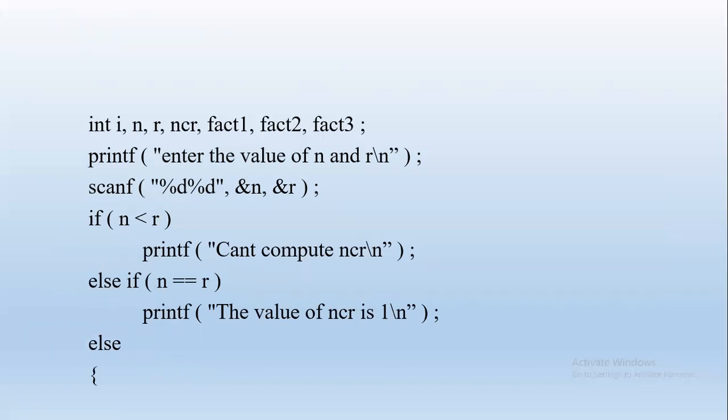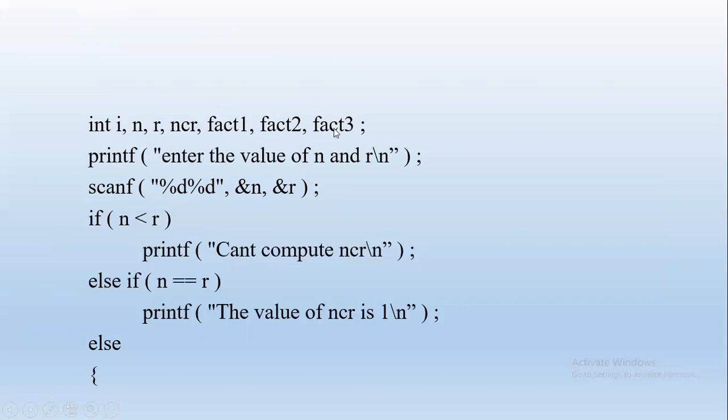First we will declare all the required variables. N and r are input, NCR is the result, i is required for the for loop index. Say we store fact1 as 1, which is n factorial, fact2 will be r factorial, fact3 we can store n minus r factorial.